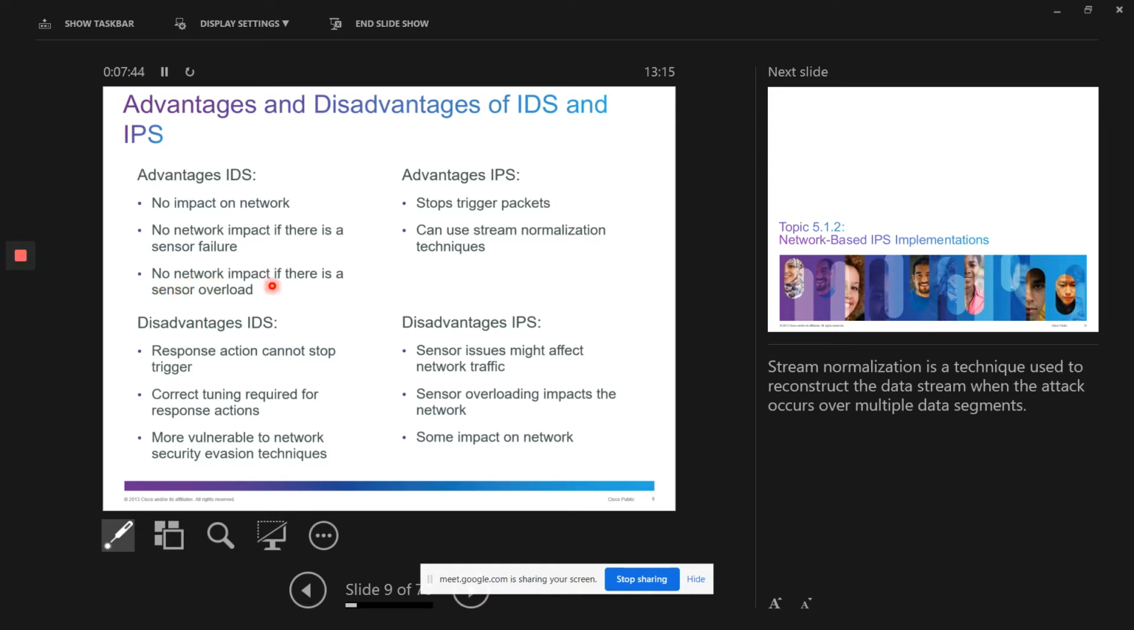There is no network impact if there is a sensor overload in terms of IDS, but there will be a significant effect on the IPS system. With IPS, the advantages are that it can stop trigger packets and can use stream normalization techniques. With IDS, the response action cannot stop triggers. IPS also requires correct tuning for response actions, and is more vulnerable to network security evasion techniques. So these are some of the advantages and disadvantages of IDS and IPS systems.